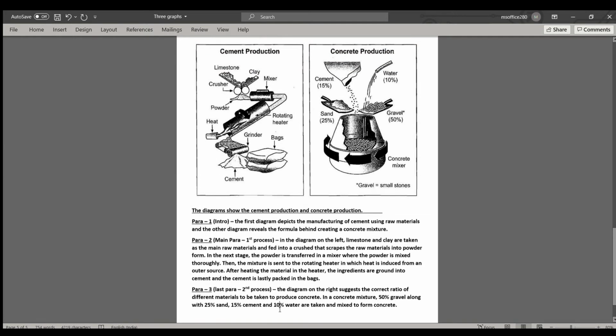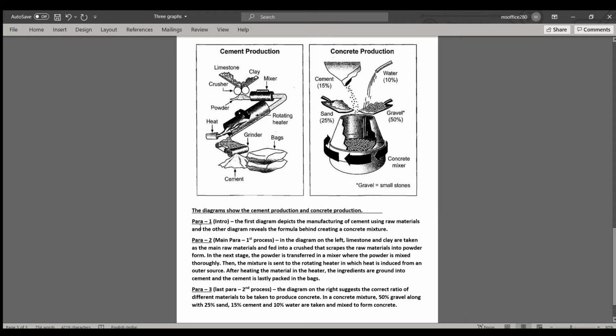Now when there are two diagrams and there is no comparison in them, like this is a separate diagram in which cement is being produced, and this is a separate diagram producing concrete by using cement as well as other things, there is basically no connection between these two diagrams. This is a separate process, and again this is a separate process. So these sorts of diagrams are pretty easy to explain.